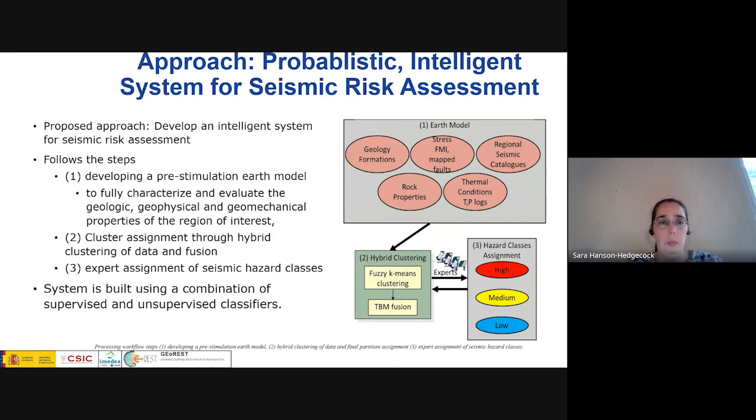The approach that we're taking is developing this pre-stimulation Earth model, with 3D properties throughout the whole subsurface. Then we apply this hybrid clustering algorithm to identify different clusters and different sets of properties in the 3D subsurface that could be associated with increased seismicity and increased seismic hazard and risk. Then the expert can take a look at those clusters and assign seismic hazard classes.